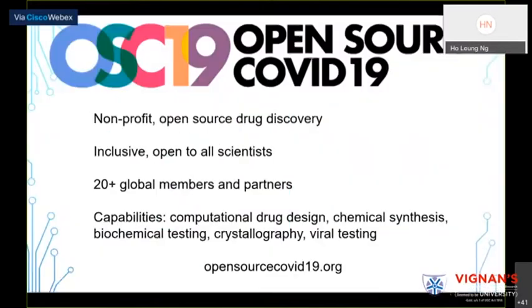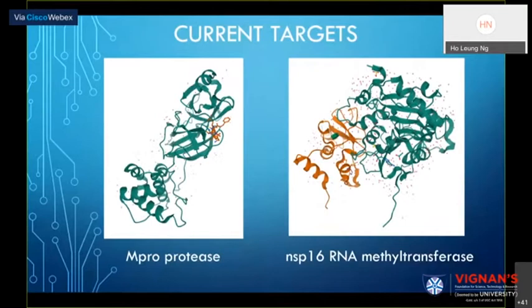So the current targets in our AI drug discovery program are the MPRO protease and NSP16 RNA methyltransferase. You've already been introduced to these two targets by other lecturers, so I will not go too much into detail on them. We will focus primarily on MPRO protease today because that is considered the most important and heavily studied SARS-CoV-2 drug target.